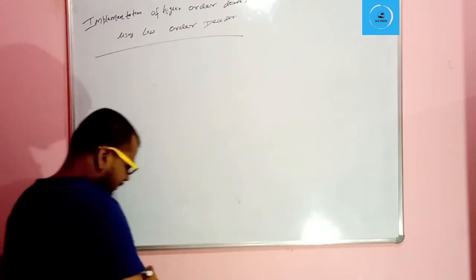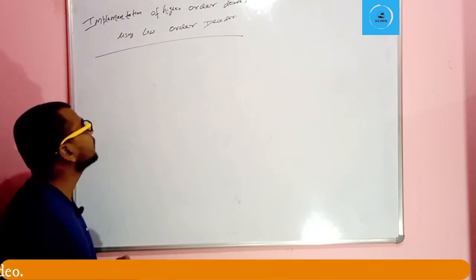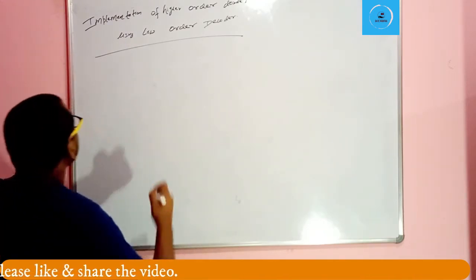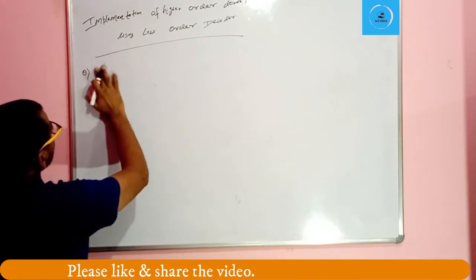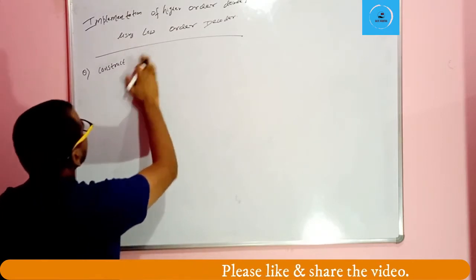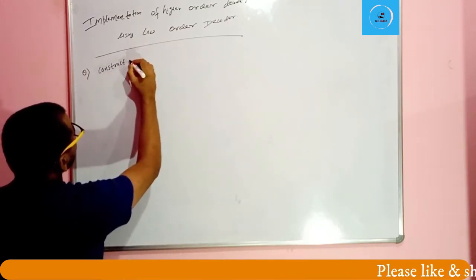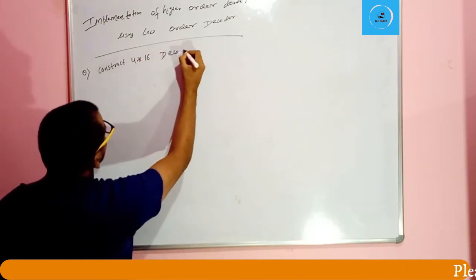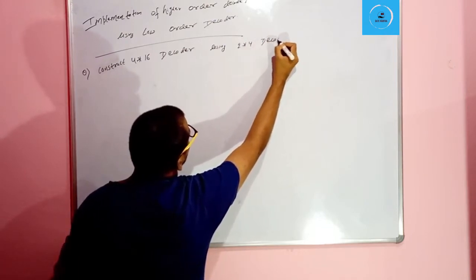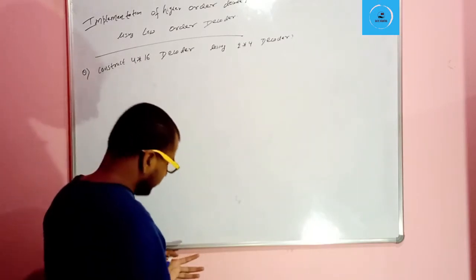So we can say here that the internal structure of the decoder as well as the demux will be the same. If the question says implement or construct a 4:16 decoder using 2:4 decoder, that is, construct the higher order decoder, the 4:16 decoder, using the 2:4 decoder.